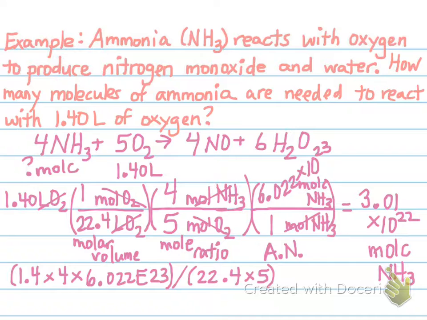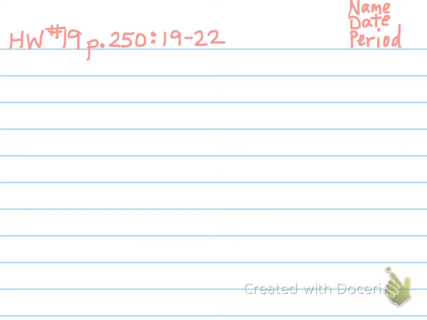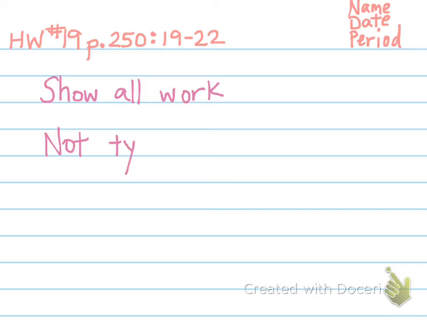To do any of these stoichiometric problems, you just have to choose what tool of your chemistry toolkit to use. So your homework is on page 250 to do questions 19 through 22. Again, you need to show all your work, just like the problems that we just did in your notes. And you're not going to type this because it's a pain to type this out. So I just want you to hand write it out and then take a scan of it with your Adobe Scan app or take a picture of it to upload.